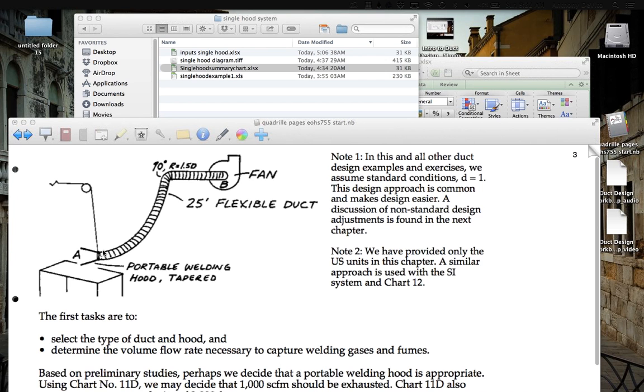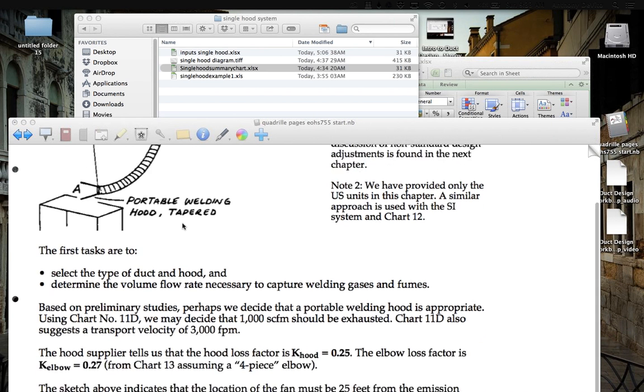Okay, so basically it's got a hood at point A. It's got duct work. It has no filter, as many systems do. Just goes to a fan, and they don't show a stack here. In fact, this example in the book doesn't make use of a fan or look beyond the suction of the fan, but we're going to add on a stack so we see a complete system, except of course for the filter.